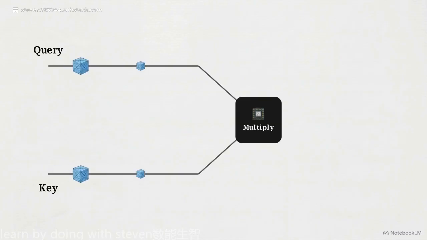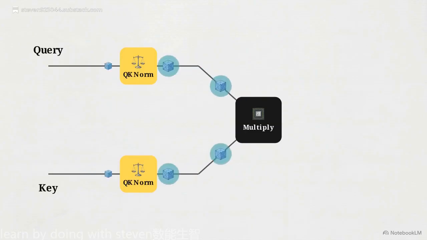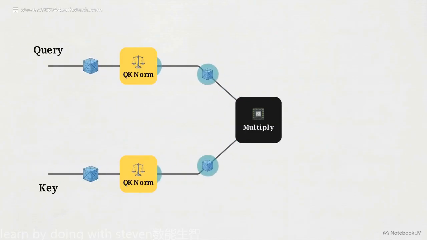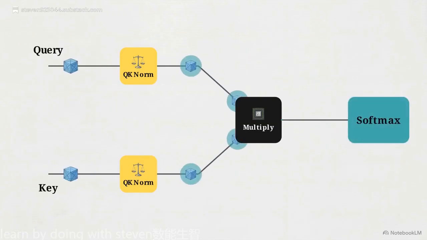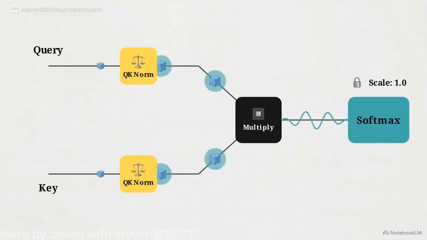The attention softmax requires a different intervention. To stabilize it, we insert layer norms directly into the query and key pathways. By normalizing the vectors right before they are multiplied, you guarantee the inputs to the softmax function will always hover near a scale of 1.